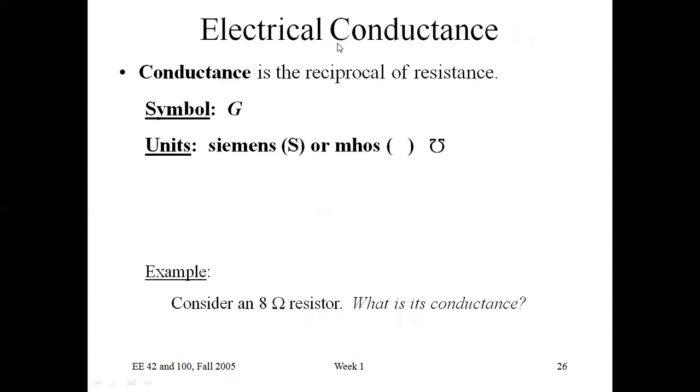Next is electrical conductance. Conductance is exactly the opposite of resistance. It is the reciprocal of resistance. Conductance is indicated by a capital letter G, and its unit is the siemens or mho. For example, consider an 8 ohm resistance. What is its conductance? Simply, conductance is the reciprocal of the resistance, so it is 1 upon 8 siemens.